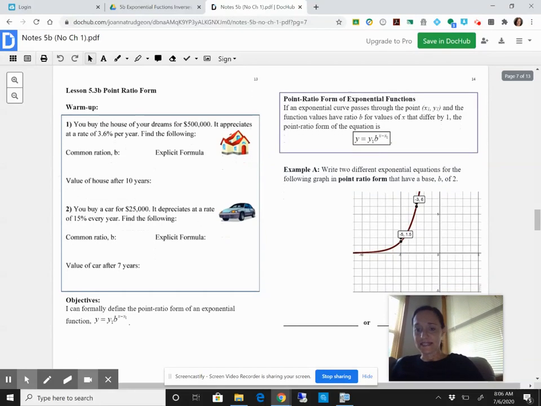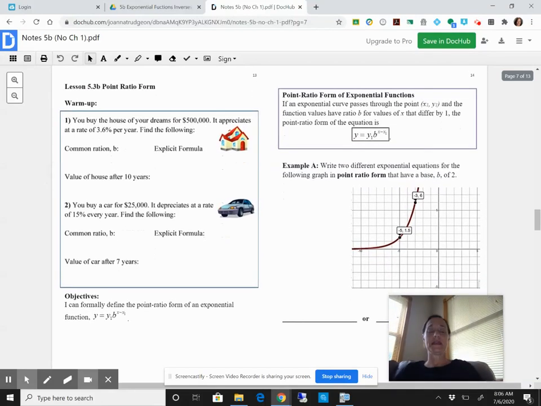All right, this is lesson 5.3b. You may or may not recall, but in chapter 5a, the first chapter section we did, we had 5.3a as a lesson, and then we didn't, that was that, and now we're doing 5.3b.